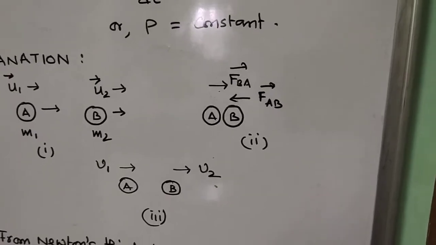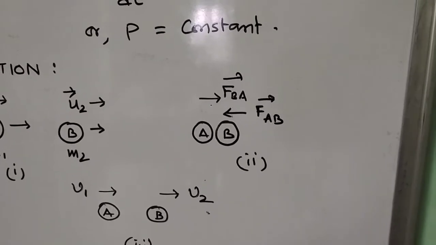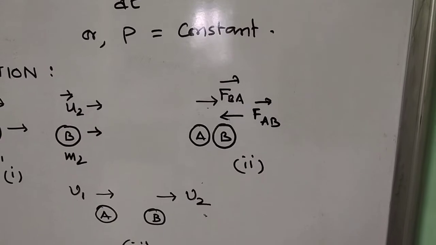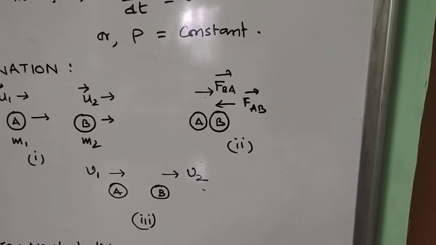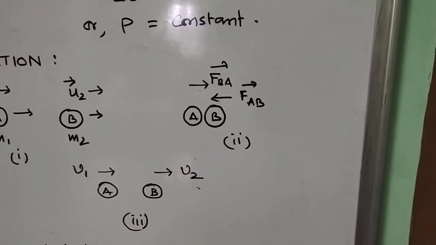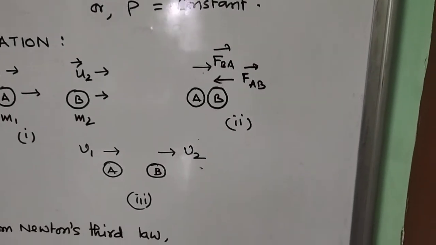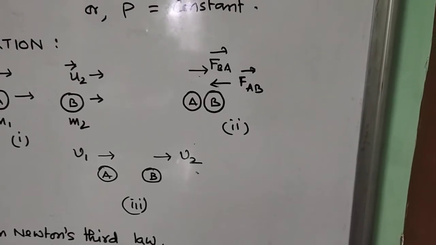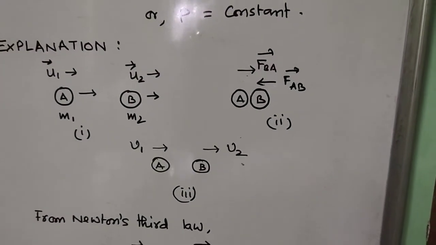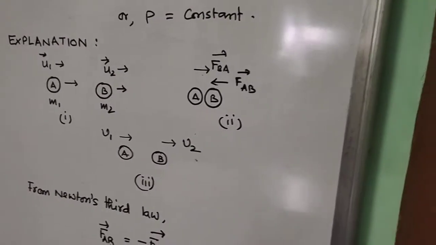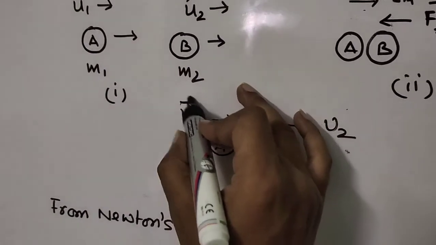Let me consider F_AB is the force exerted on A by B and F_BA is the force exerted on B by A. These two forces are equal and in opposite directions. This collision lasts for a very short time. Let me consider that time to be delta t. After collision, the objects A and B move with different velocities, one with v1 and the other with v2. Obviously these are vector quantities, so always use the vector notation as given here: v1 vector and v2 vector.